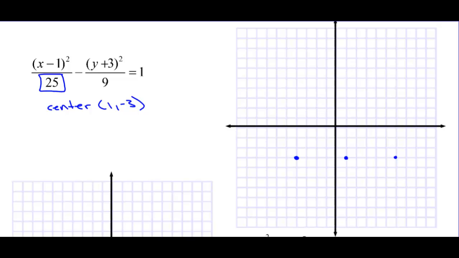Y is up and down. So from the center, we'll go 3 up and down. And that's because of that 9, not because of that plus 3. So 3 up and down. 1, 2, 3 up. 1, 2, 3 down.